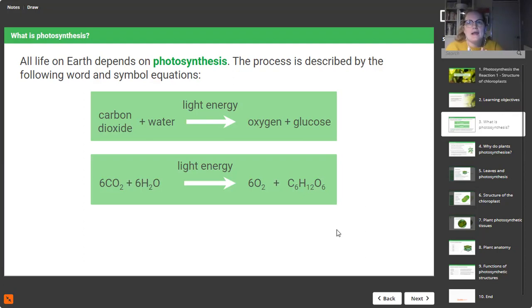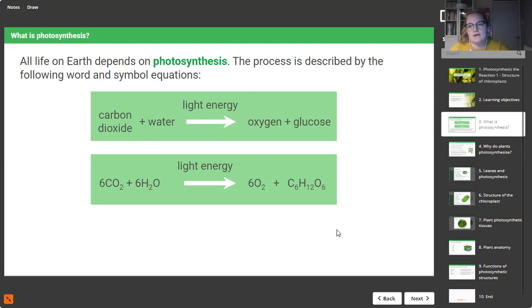Basically what we do now at A level is we break it down and we actually go, okay, we know it happens in the chloroplast. We always say, oh yeah, photosynthesis happens in the chloroplast. It's where carbon dioxide and water becomes oxygen and glucose. And this is caused by light energy. And we don't really go into any further depth.